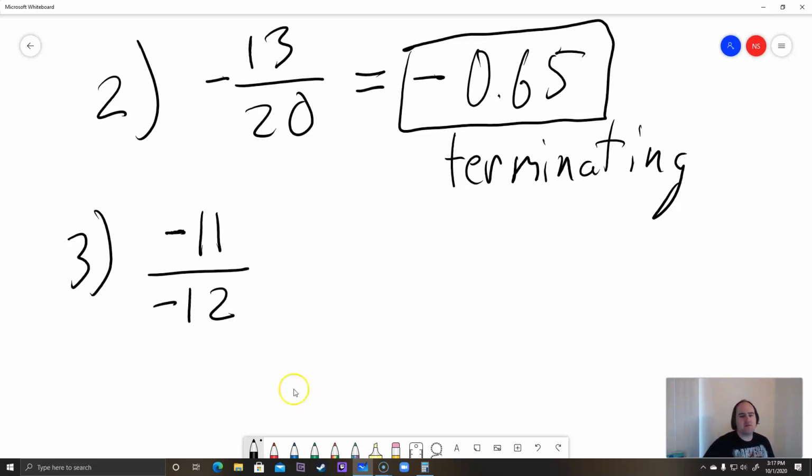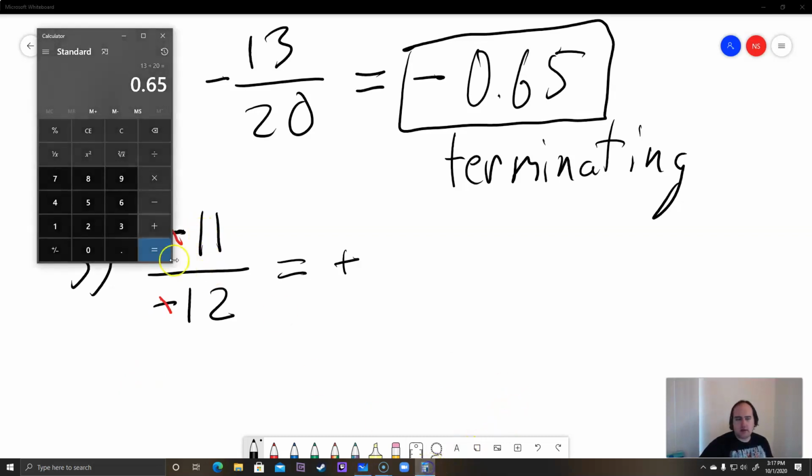So here we have two minuses, and remember, if you have two minuses when you're multiplying or dividing, they cancel out and become a plus. Okay, so we can cross out those two minuses, and so we know our answer is going to be positive. And then once again, the easiest way to do this, the quickest way to do it, is to just do 11 divided by 12 on any calculator. So let's do 11 divided by 12.